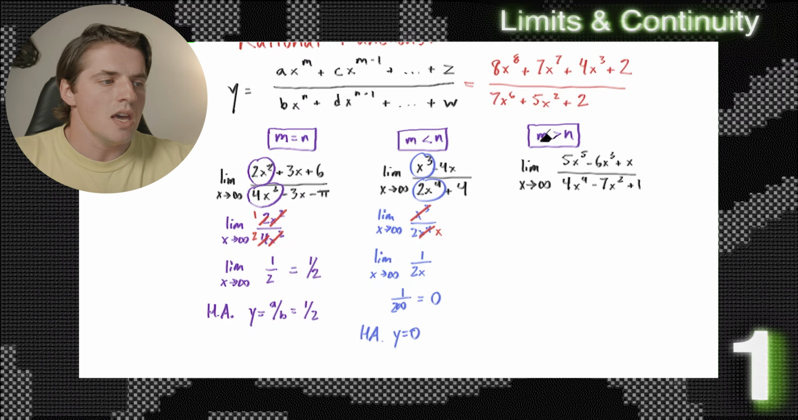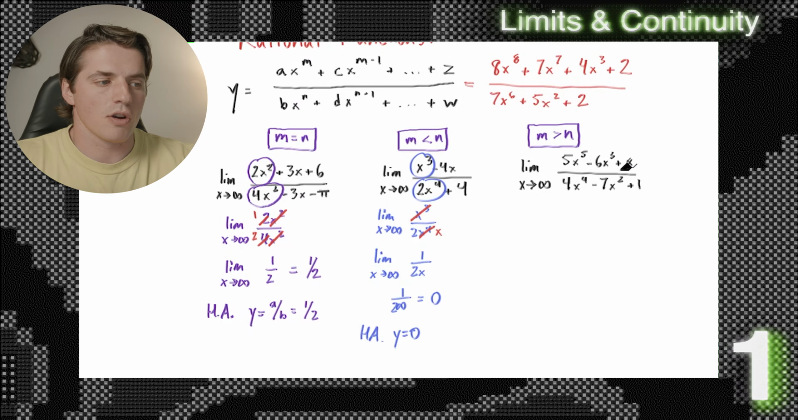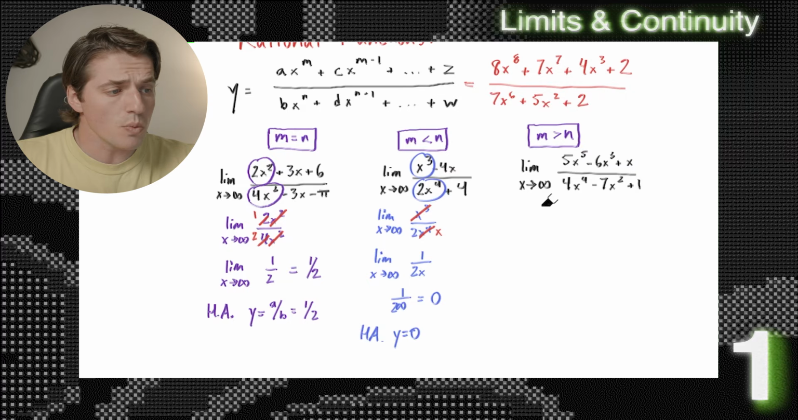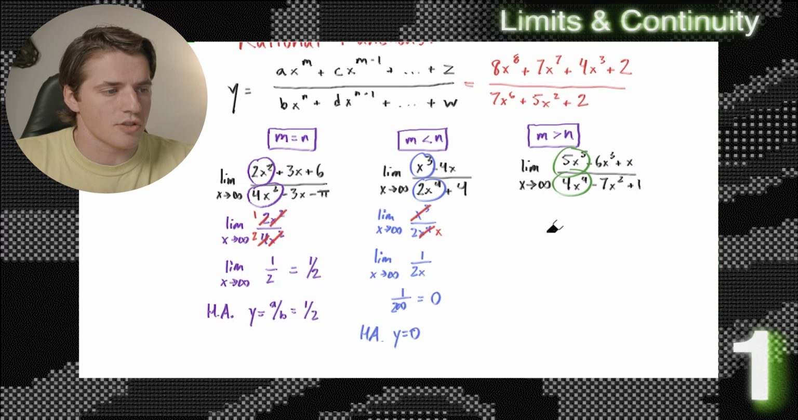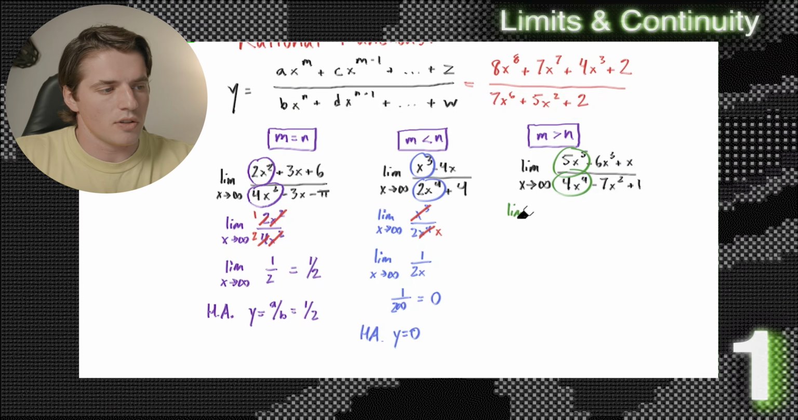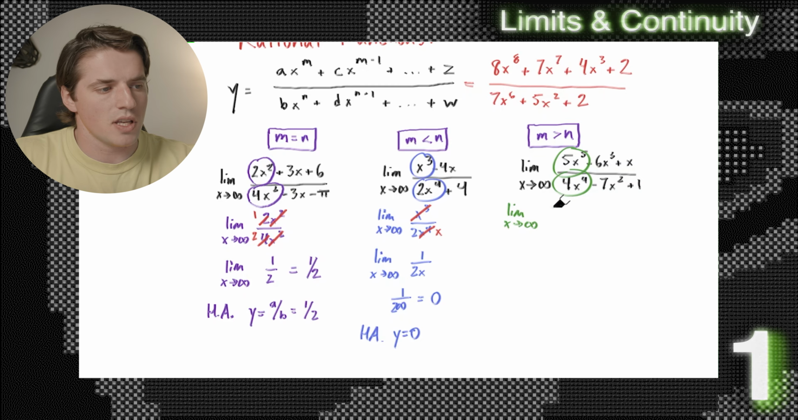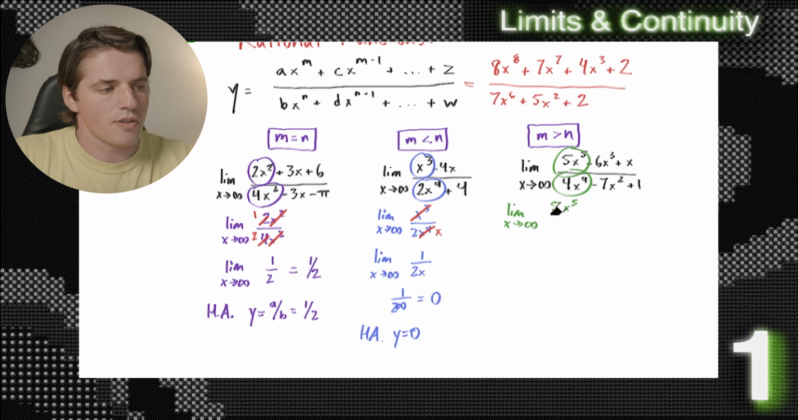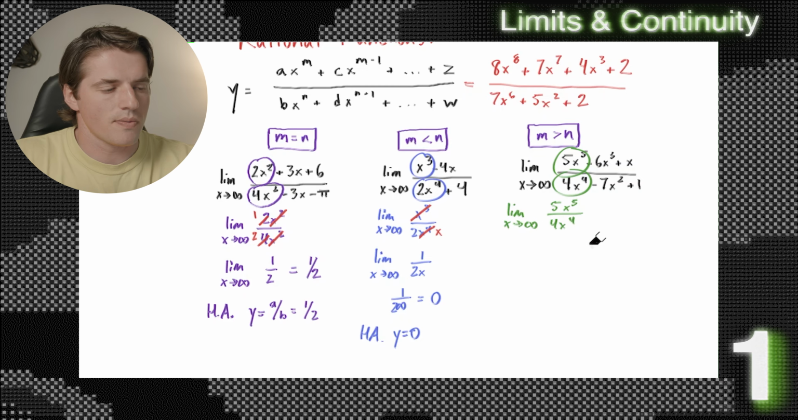Okay, and finally, when the numerator is bigger than the denominator, we do the same process. We pick out our largest degree terms and take the limits, so the limit as x goes to infinity of 5x to the 5th over 4x to the 4th.